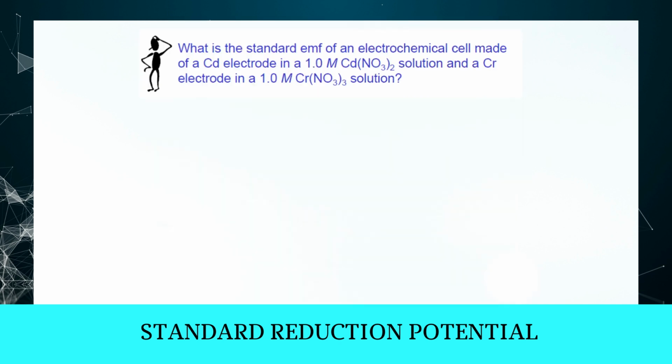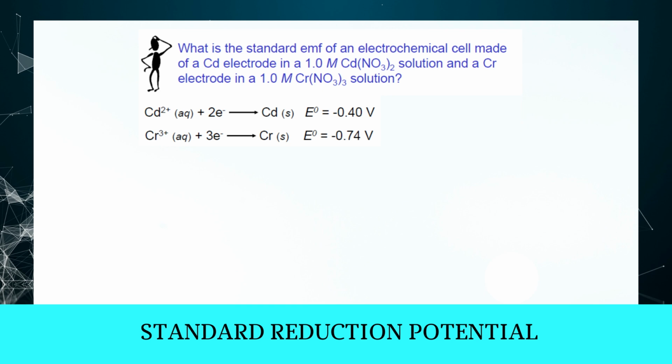Let's do some exercise here to calculate the standard cell potential. The question: what is the standard cell potential of an electrochemical cell made of a cadmium electrode in 1 molar cadmium nitrate solution and a chromium electrode in a 1 molar chromium nitrate solution? What should I do for this question?